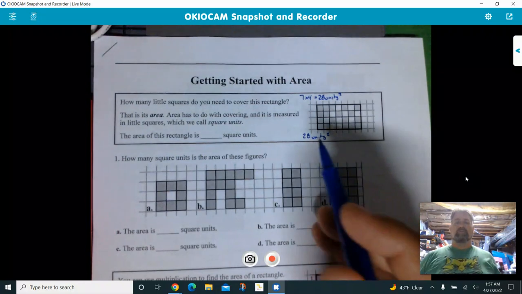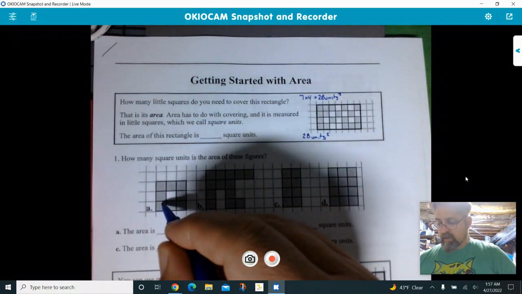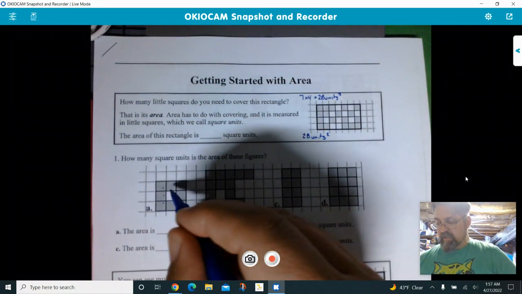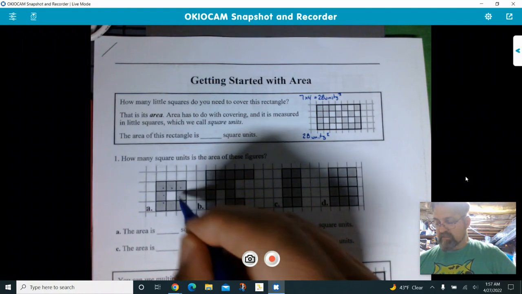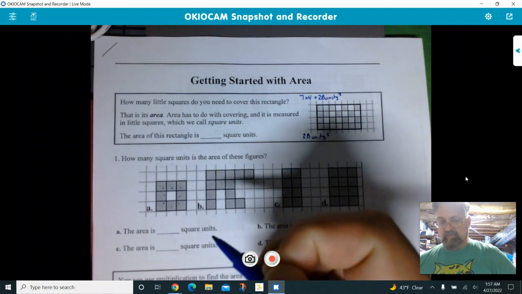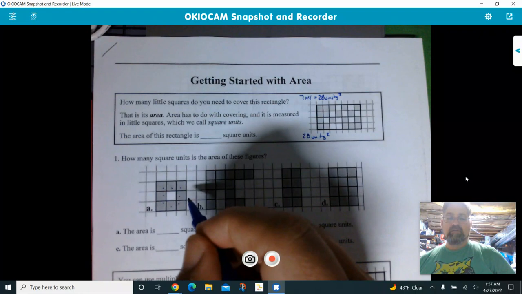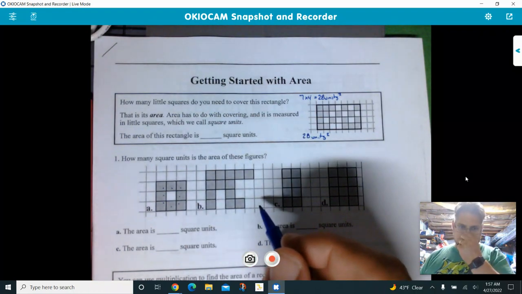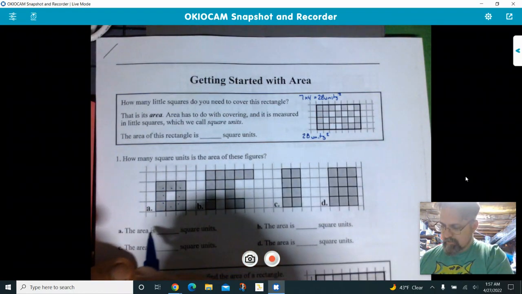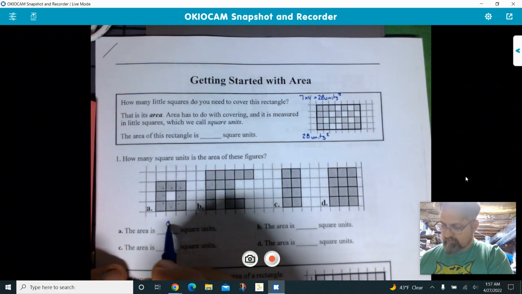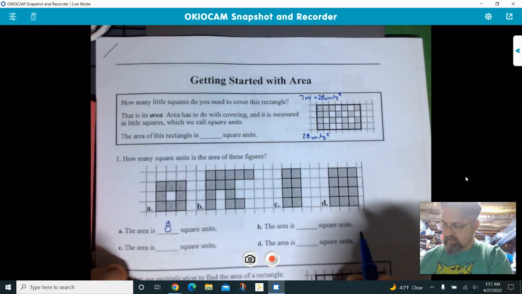All right. Well, what is the length around the donut? Let's count it. 1, 2, 3, 4, 5, 6, 7, 8. 8 square units. This area is 8 square units.